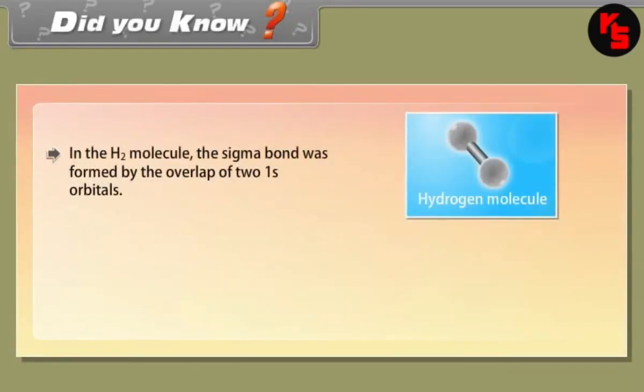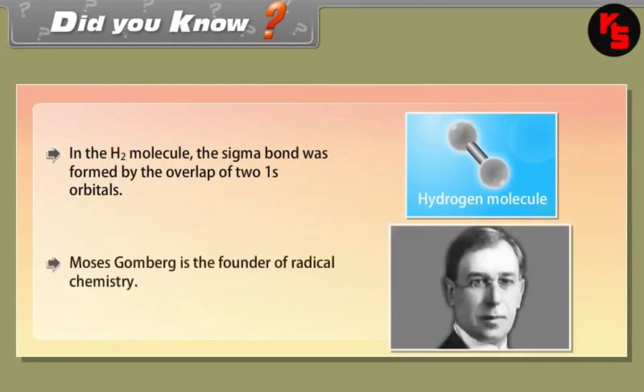Did you know? In the hydrogen molecule, the sigma bond is formed by the overlap of two 1s orbitals. Moses Gomberg is the founder of radical chemistry.